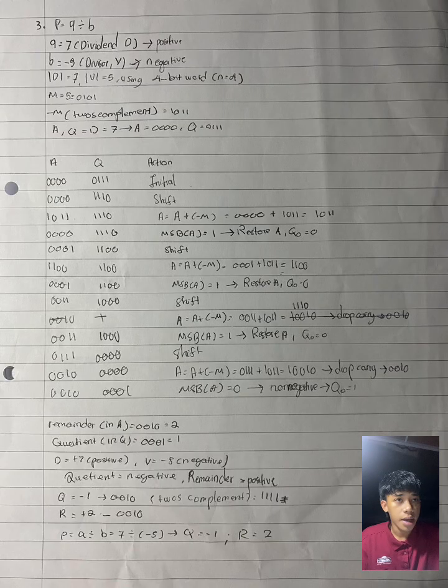But at the end, for the sign bit, we need to refer to the MSB. If the MSB is 1, it is negative, we put 0, and if 0, we put 1. And then for restore, A equals 1110 plus 0101 equals 0011. So set Q0 equals 0. State A equals 0011 and Q equals 1000.